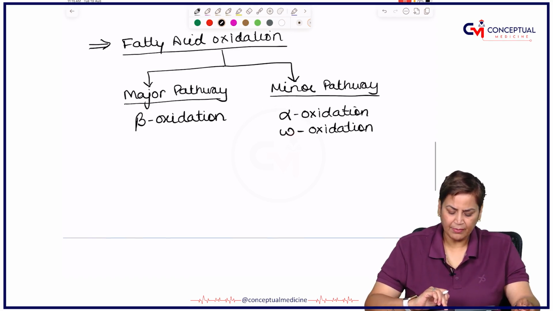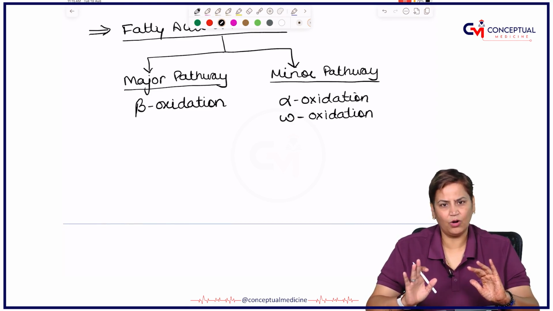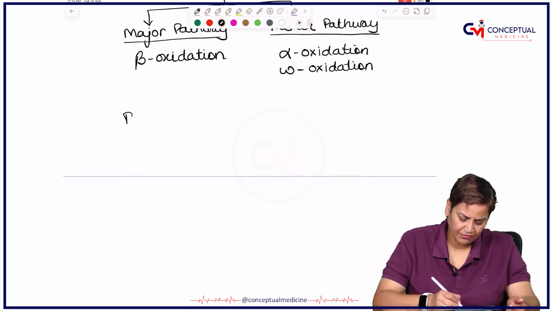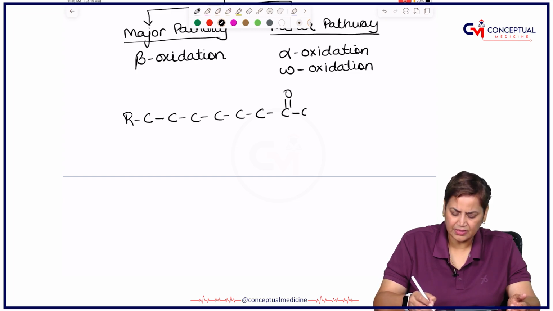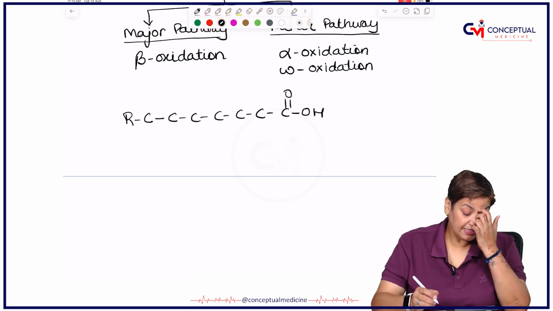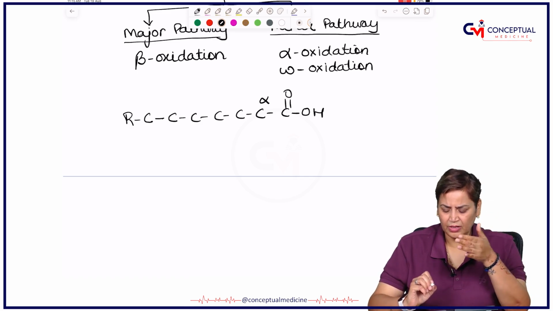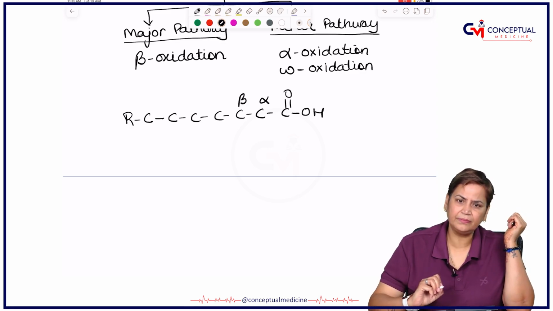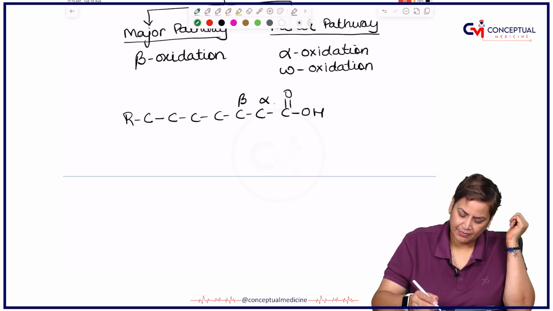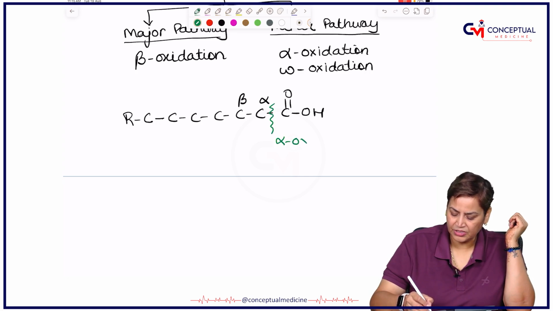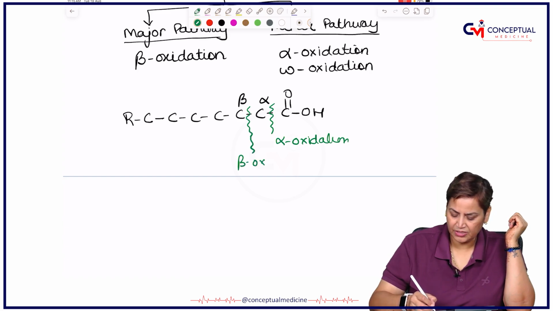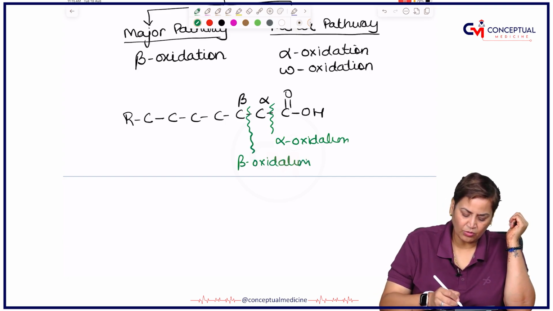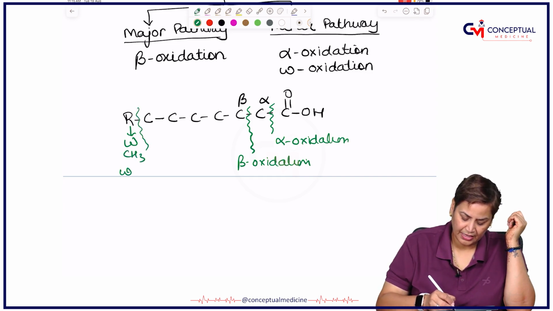Right. Now coming over to this, what is this beta, alpha or omega? If I talk in general about the structure of a fatty acid, 1, 2, 3, 4, 5, 6, for example this. Okay. So this is your alpha carbon atom, adjacent to the functional group. This is the beta carbon atom. So if oxidation is taking place here, this is alpha oxidation. And if oxidation is taking place here, it is beta oxidation. And say R, say this is the omega carbon atom, say CH3 is there. If it is here, it becomes omega oxidation.